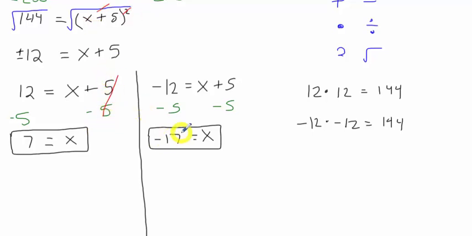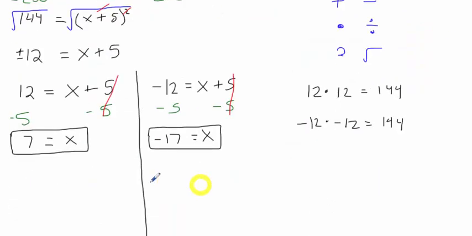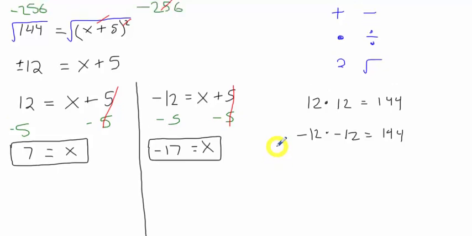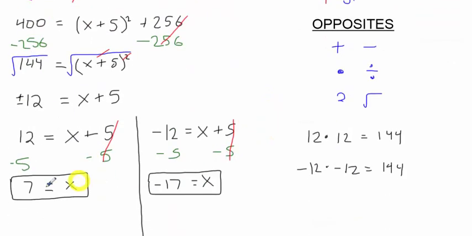And you might be like, wow, how is that possible? How did we get two answers? Like, which one is the actual location of point D? Is point D at 7, 10, or is it at negative 17, 10? And it turns out it could actually be either one. There are two possible right answers for where point D is located. So this is the end of the problem right here. These are the two places that the x-coordinate could be.